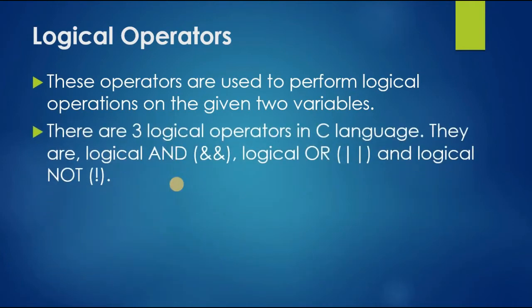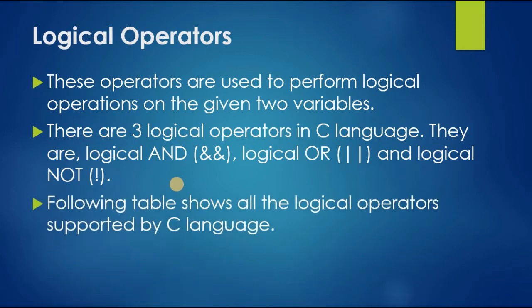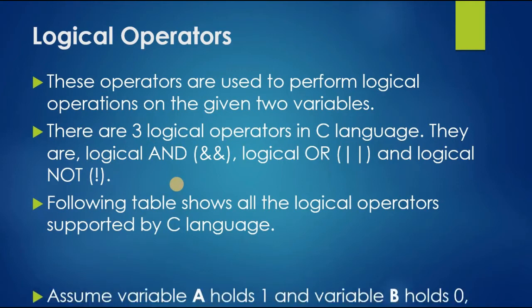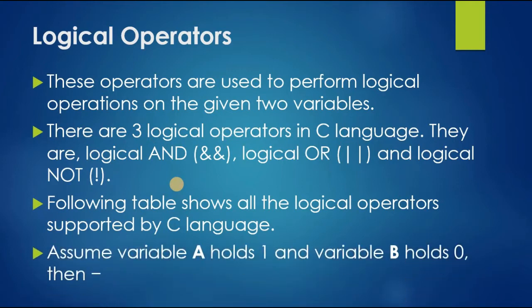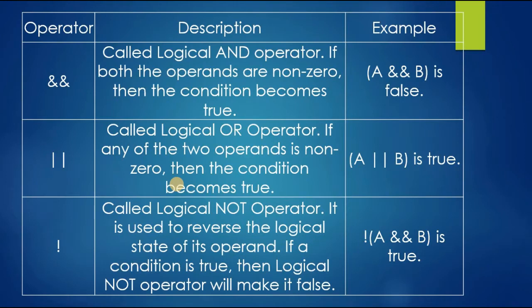There are three types of logical operators present in the C language. They are: the first one is logical AND, the second one is logical OR, and the third one is the logical NOT operator. The following table shows all the logical operators supported by the C language. Here we assume that variable A holds the value 1 and variable B holds the value 0. Then this is the table.